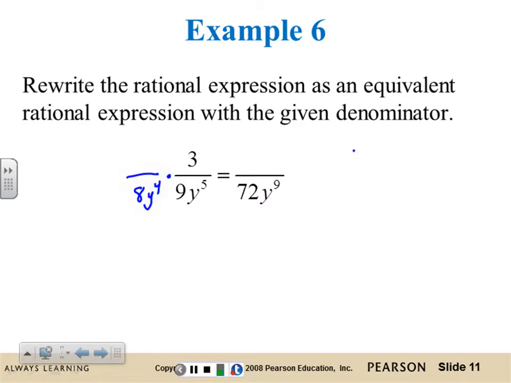Well, this numerator I have to multiply by the exact same thing. So look, here's my 1. So I'm going to multiply the top times that. So 8y to the 4th times 3 is going to give me 24y to the 4th. And I can go backwards again. I can reduce this. If I reduce this, that's going to give me 3 over 9y to the 5th.